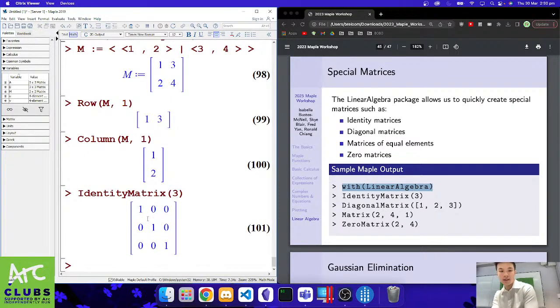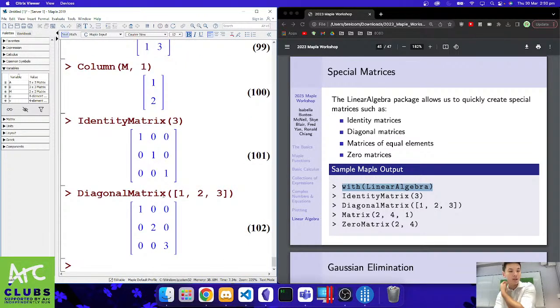If we want these diagonal numbers to be different numbers, we call the diagonal matrix command instead, and pass in what numbers we want inside. So if we want 1, 2, and 3, notice in this case we get a diagonal matrix with the diagonals 1, 2, and 3. Okay.